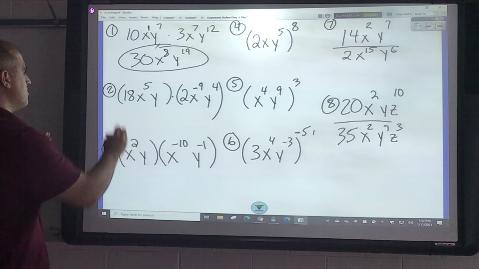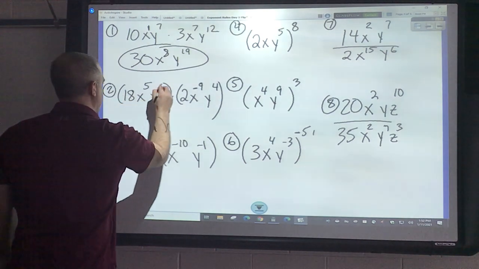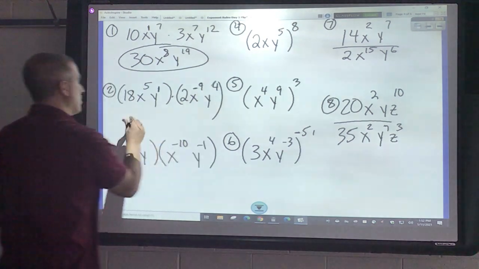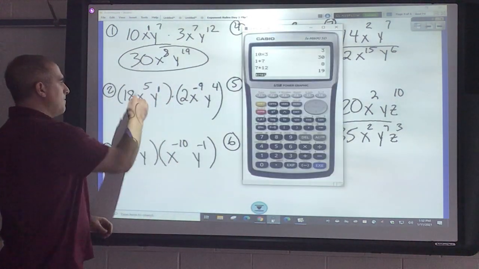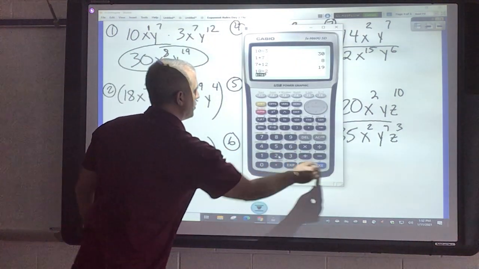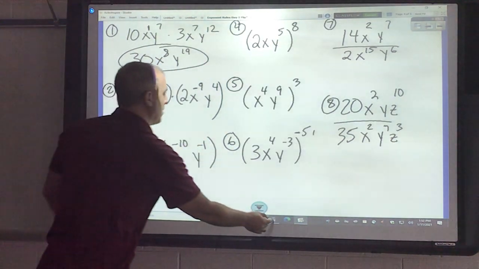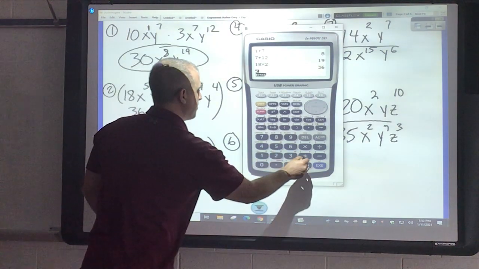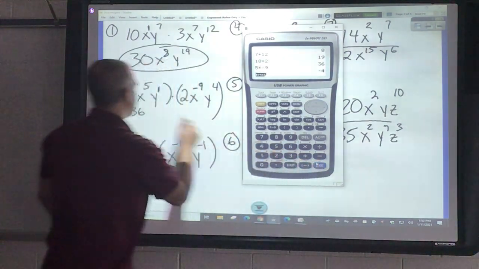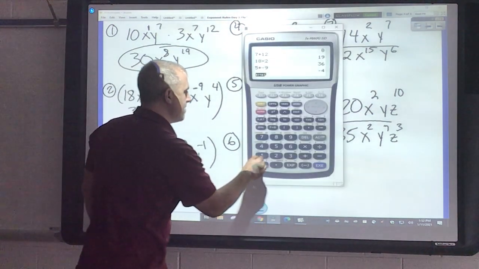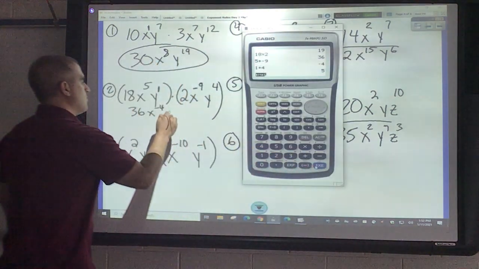This is also multiplication. I got a coefficient. Oh, I need to put that exponent in. Coefficient, exponent, exponent. So I'm going to apply the rule of multiplication. 18 times 2, which is 36. I want to add these exponents. So 5 plus negative 9 gives me x as negative 4. And then I want to do 1 plus 4, which would give me y as 5.